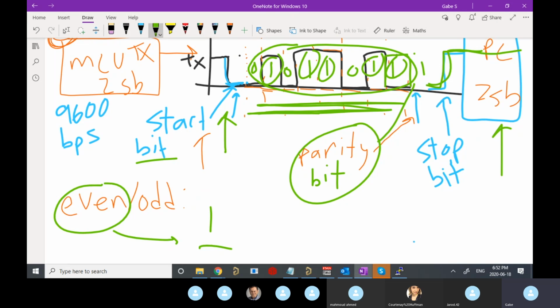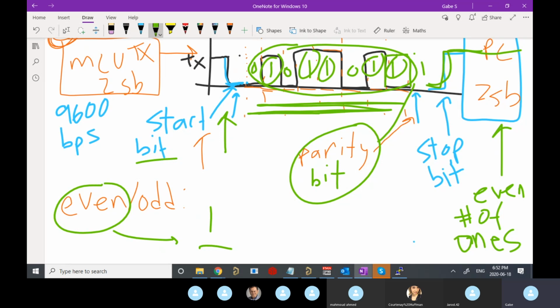And the slave says, hey, we're in even parity, right? Okay, there's an even number of ones. That means everything should be good, right? Even number of ones. Everything's fine.